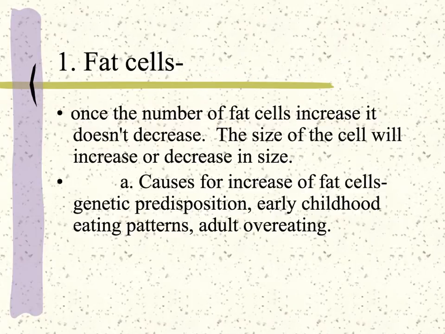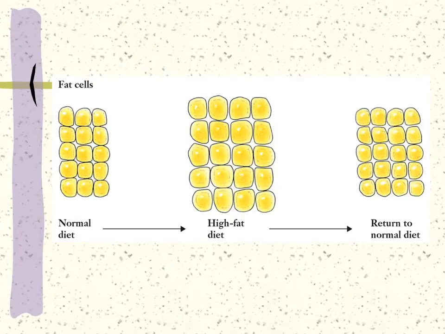Fat cells. Now, this is a pretty interesting fact, and I'm probably going to break a lot of hearts with this, but once the number of fat cells increases, it cannot be decreased. The size of the cell can increase or decrease, but a fat cell itself, once it's created, cannot be destroyed. Causes for increase of fat cells are genetic predispositions, early childhood eating patterns, adult overeating, depression, and so on and so forth. So here's an illustration of that.